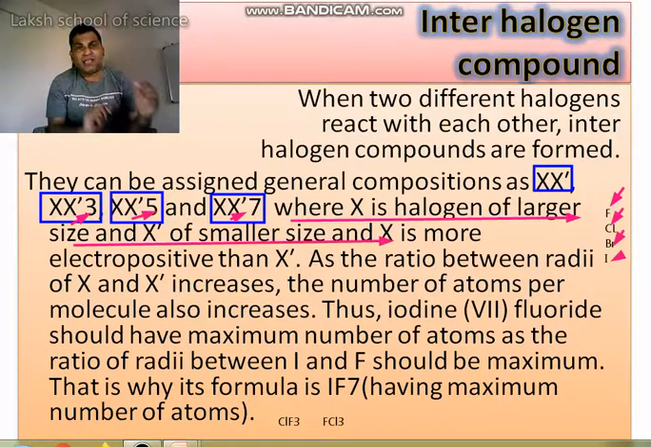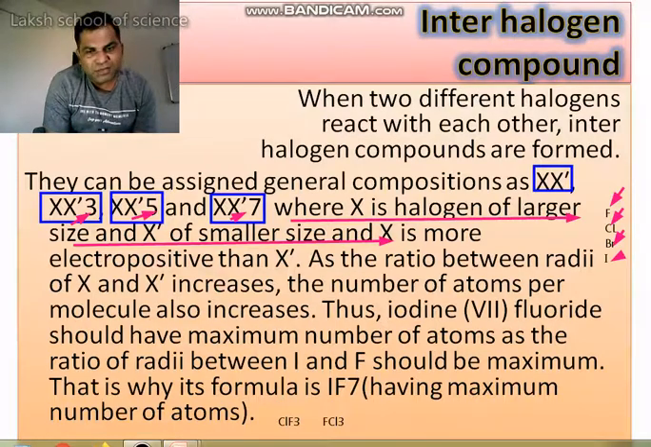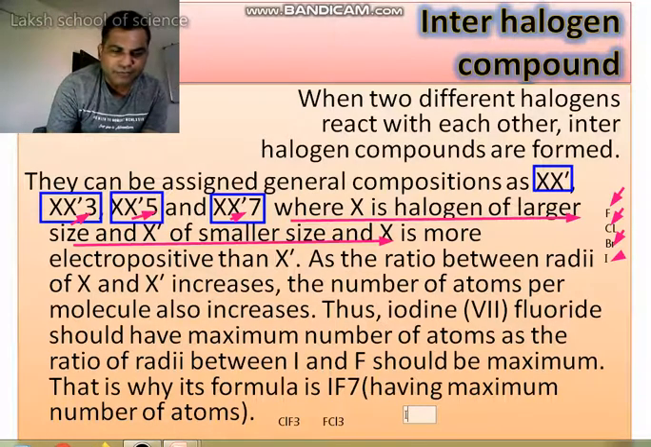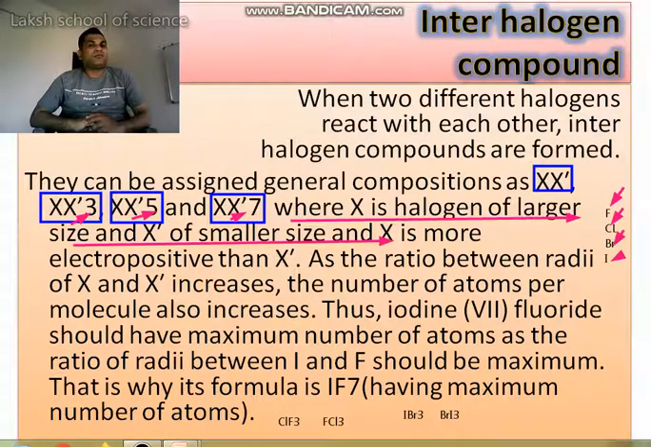I am asking you one question. I am showing you FCl3. Of these, ClF3 is possible but FCl3 is not possible. F cannot be X. The smaller size atom can occur multiple times, not a single time. FCl3 is not possible, ClF3 is possible. Now you think by yourself: is BrI3 possible or not?